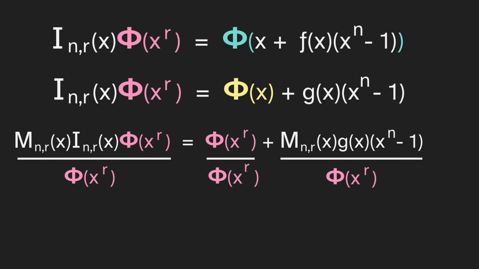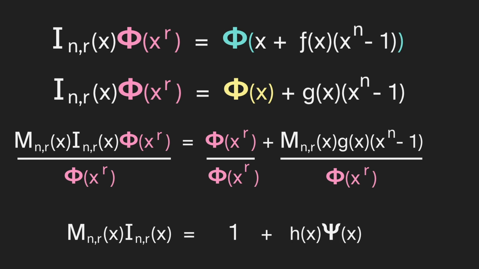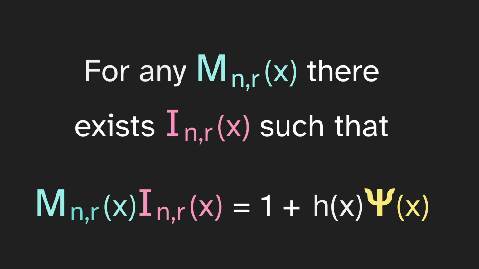Now we will tidy things up a bit, and then we'll divide everything by phi of x to the r. Now on the left, that just cancels out and we get m times I. In the middle, that cancels out to 1. And on the right, we actually get some multiple of psi. Now the equation states that m times this supposed I does equal 1 plus a multiple of psi. So returning to our claim, for any m, there does in fact exist an I such that m times I is 1 plus a multiple of psi.